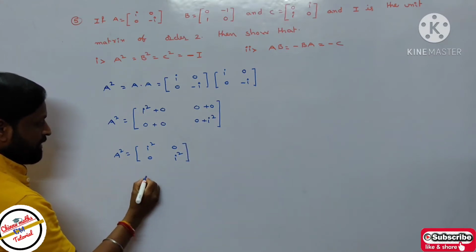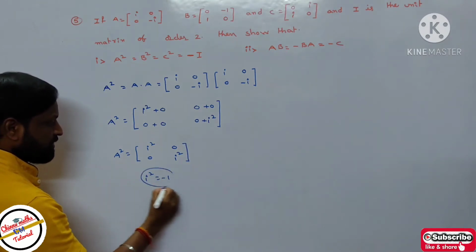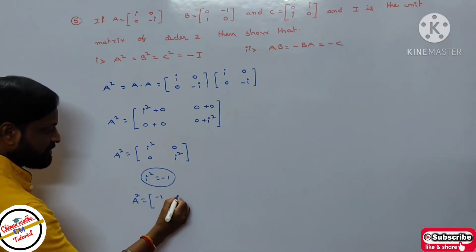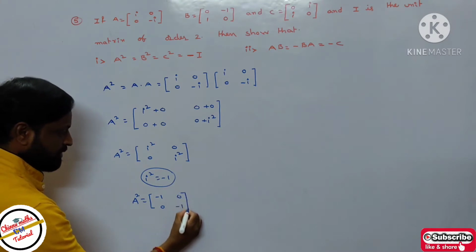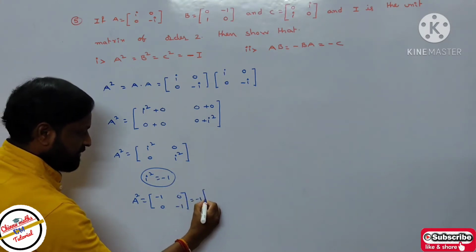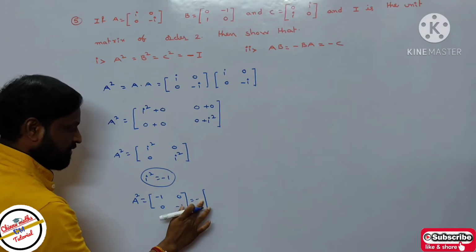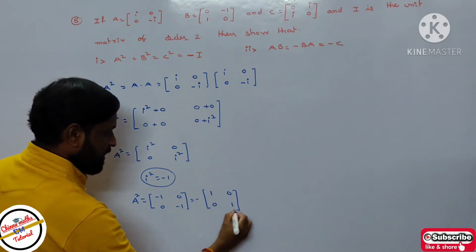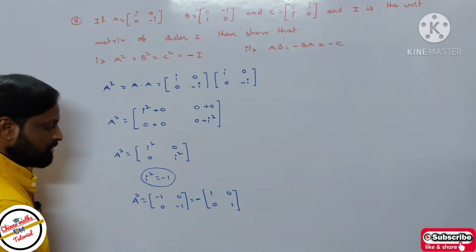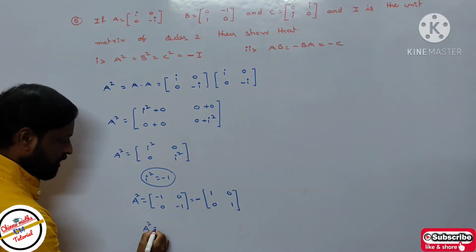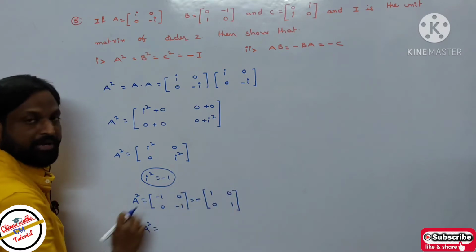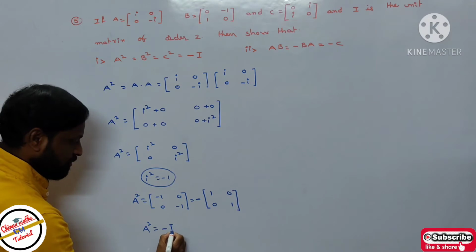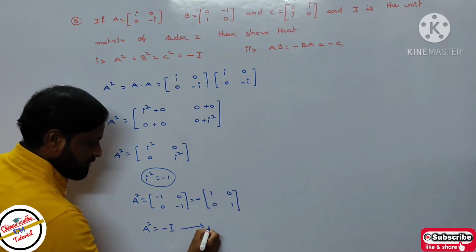But we know that what is the i square value equal to? Minus 1. Then you can substitute A square equal to minus 1 0 0 minus 1. Minus is the common factor, so then you can write 1 0 0 1 according to the scalar multiplication. So then A square equal to, already we know that it is the 2 by 2 identity matrix, so it is denoted by I. So then A square equal to minus I. Take this as equation 1.